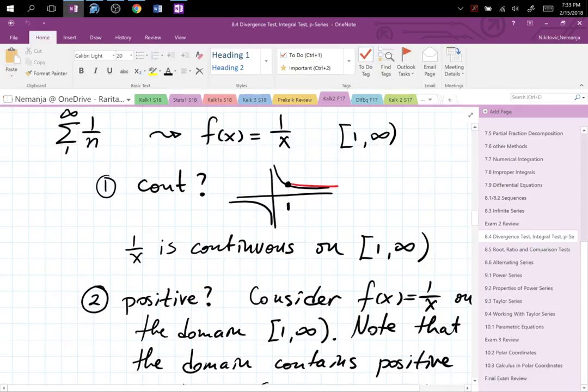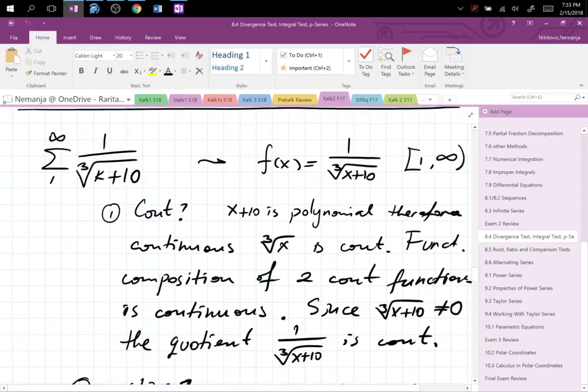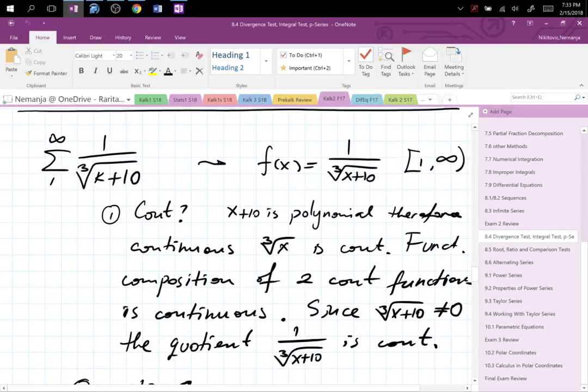So if I have an example like this one, you have some kind of series, you create the f of x, which is just replacing the k with x, looks the same. Question number 1, is it continuous? Okay, x plus 10 is a polynomial, therefore continuous. Cube root of x is rational, therefore continuous. All on the list we learned today. Function composition of two continuous functions is continuous. That's also our theorem. That one was purple.